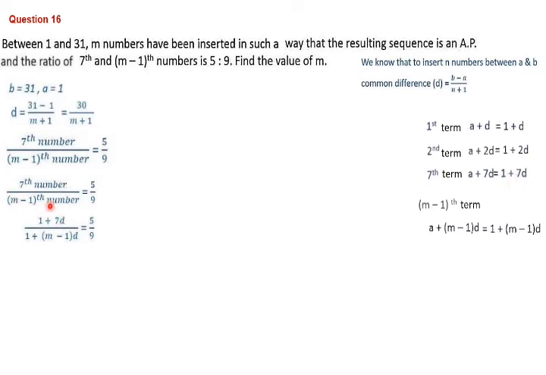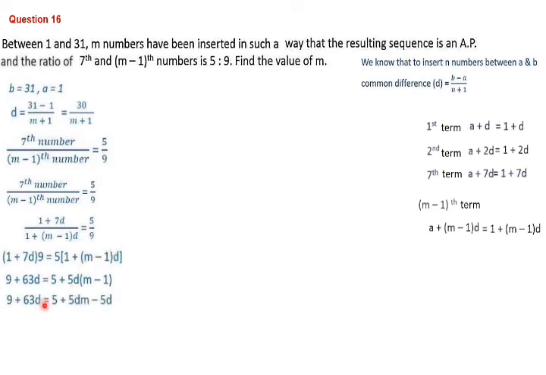Divided by m minus 1, the number is what? 1 plus (m minus 1)d is equal to 5/9. Then cross multiply it. (1 plus 7d) into 9 is equal to 5 into (1 plus (m minus 1)d). Cross multiplication: 1 into 9 is 9, 7 into 9 is 63d, 5 into 1 is 5, then 5 into d into (m minus 1), taking this 5 inside and multiplying, 5d into (m minus 1).